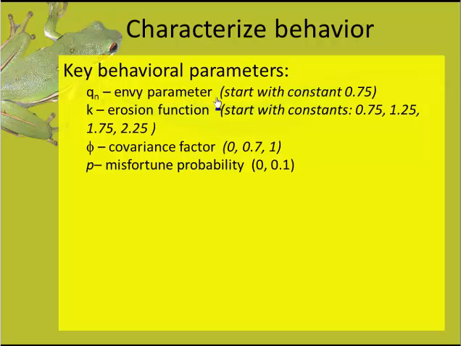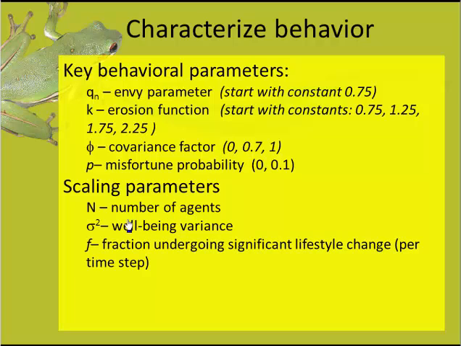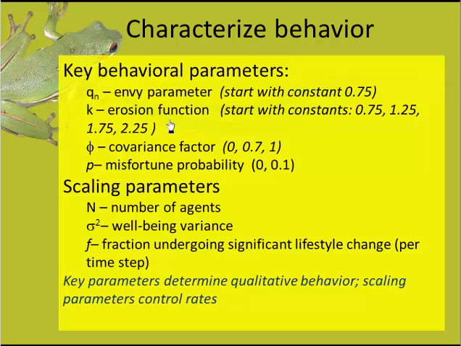Okay, and we use a certain range of parameters here. For us, we just used an envy parameter of 0.75. We used various erosion parameters in comparison with the envy parameter. We used a covariance factor of 0, 0.7, and 1. A 1 corresponds to a circular distribution, 0 corresponds to a straight line distribution. And misfortune probability, either none or a small misfortune probability. These other parameters basically just determine the speed at which the system evolves, so they don't affect the qualitative behavior. Okay, so we're going to focus especially on these key behavioral parameters. So let's see what happens.